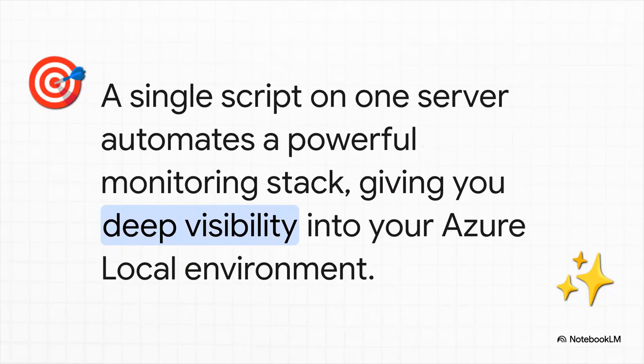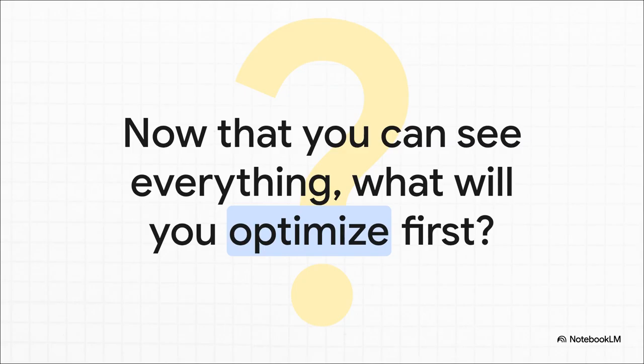So let's just boil it all down. With one PowerShell script running on one server, you can deploy a powerful, secure, totally automated open-source monitoring stack. What you get is the kind of deep visibility into your Azure Local environment that you absolutely need in today's world. And that brings us right back to the big question. This whole process gives you the ability to finally see everything that's happening inside your on-prem cloud. So with that newfound visibility, what are you going to fix first? What performance bottleneck? What inefficiency are you going to go after and optimize? The power is officially in your hands.